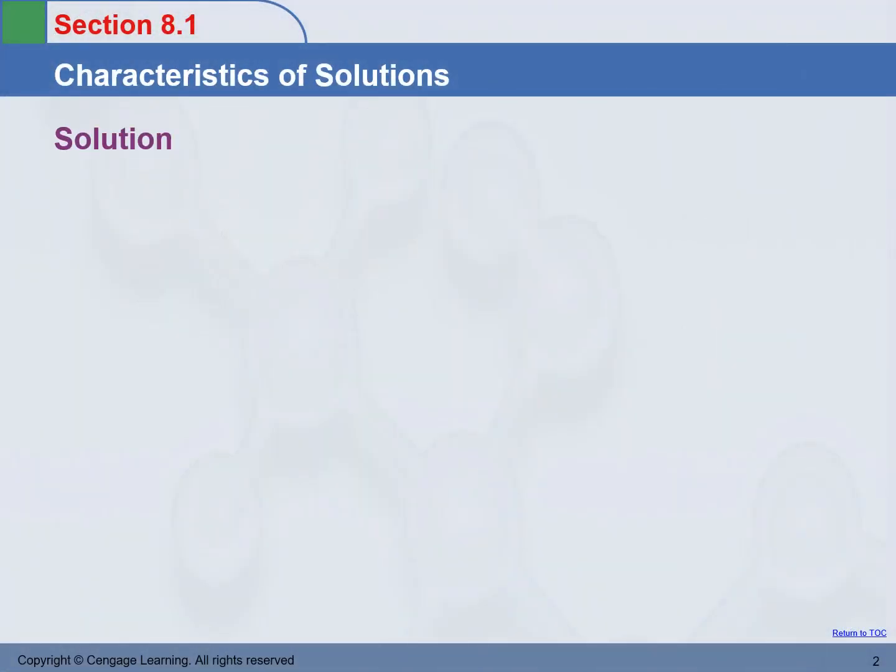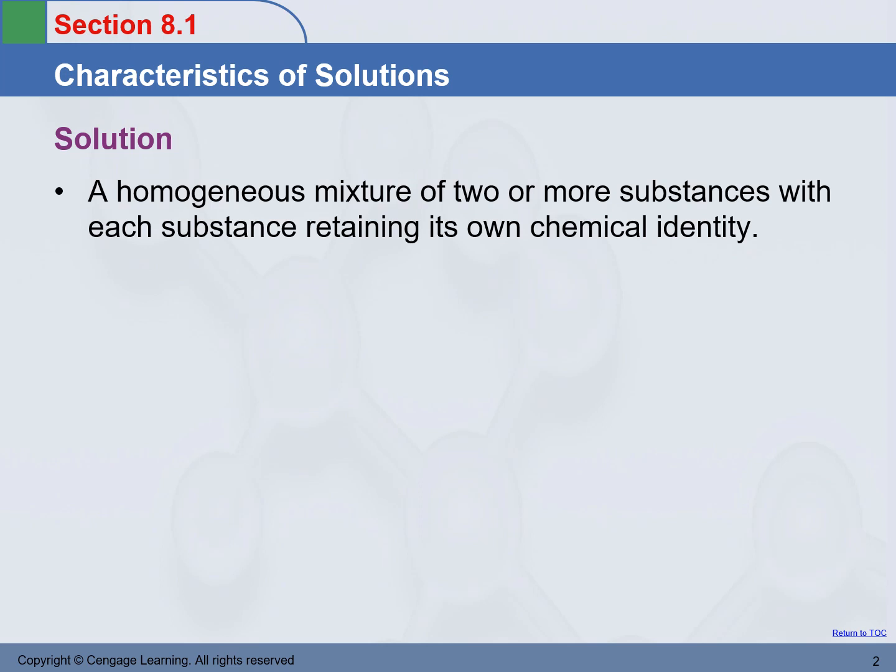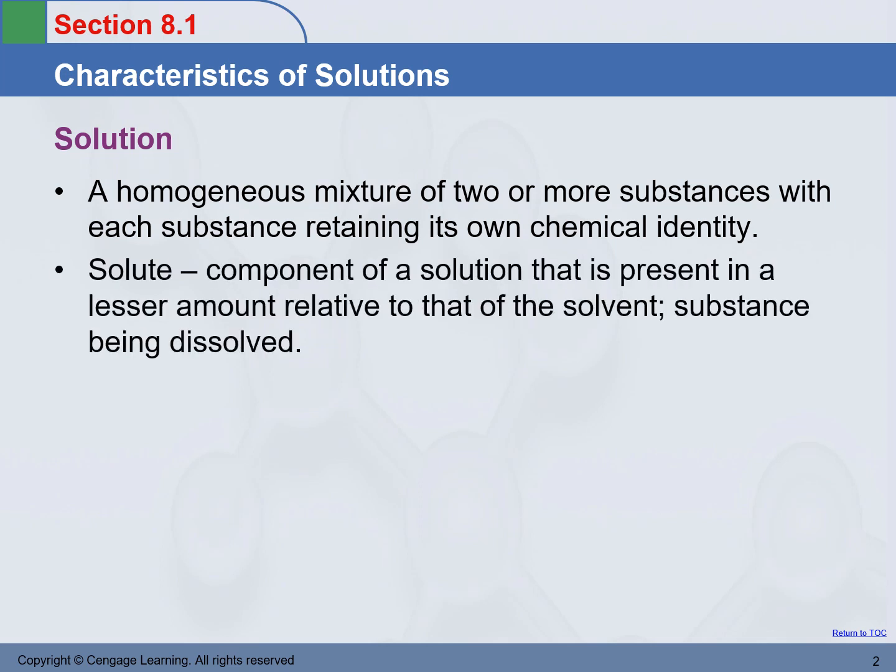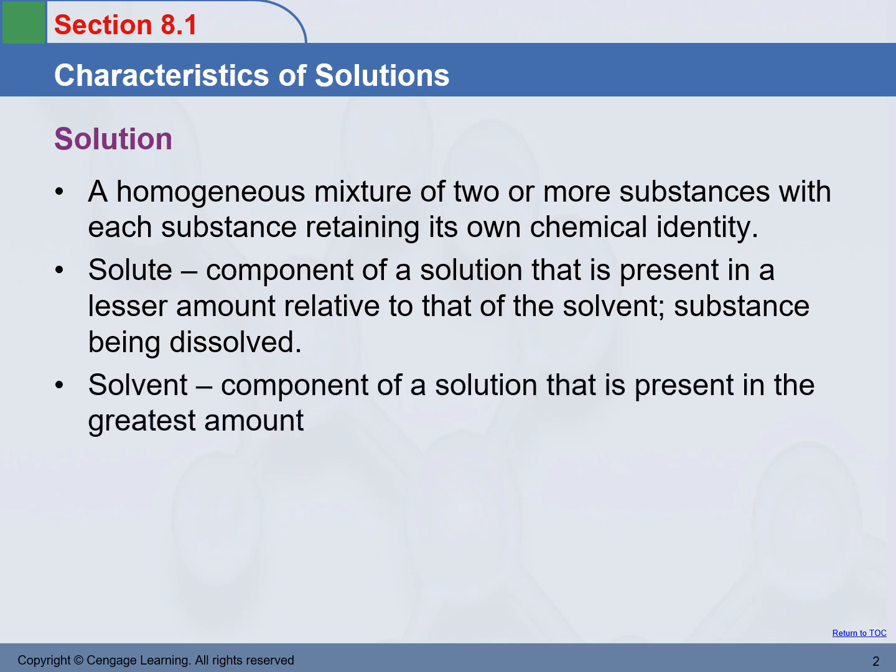So what is a solution? A solution is a homogeneous mixture of two or more substances. In the mixture, each substance retains its own chemical identity. In the mixture, the component that is in a lesser amount is called a solute. Of course, there could be more solutes in one solution, but a component that is in the lesser amount is called a solute. The component that is in the greatest amount is called the solvent.